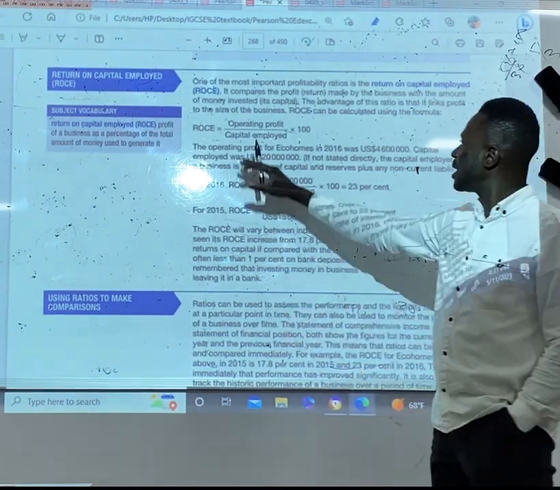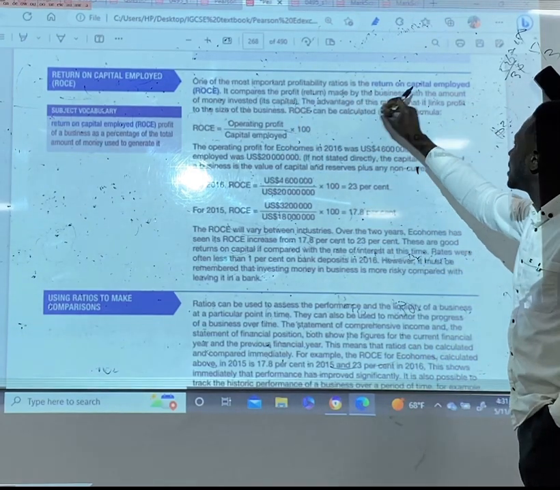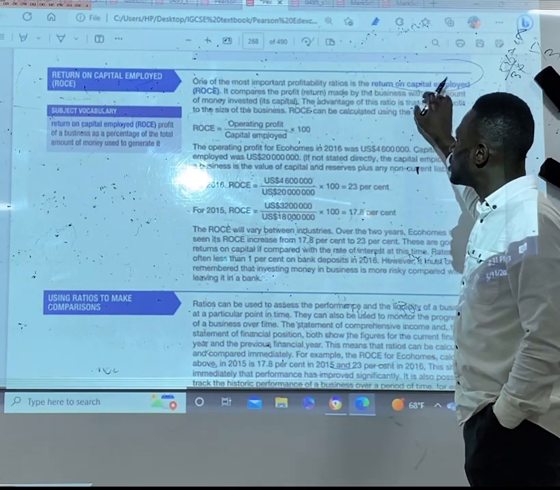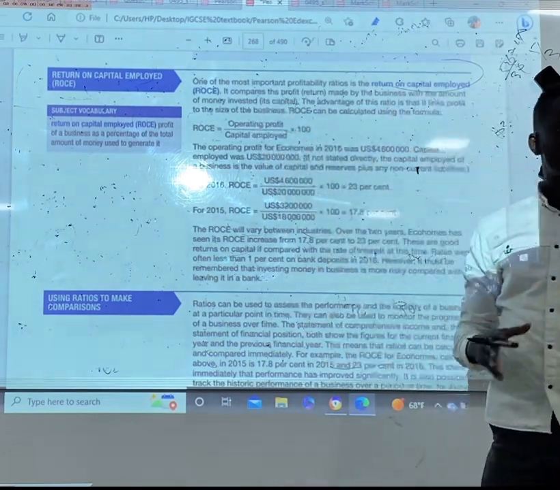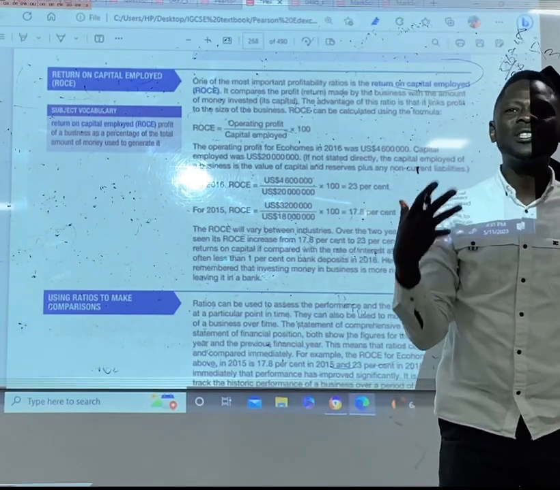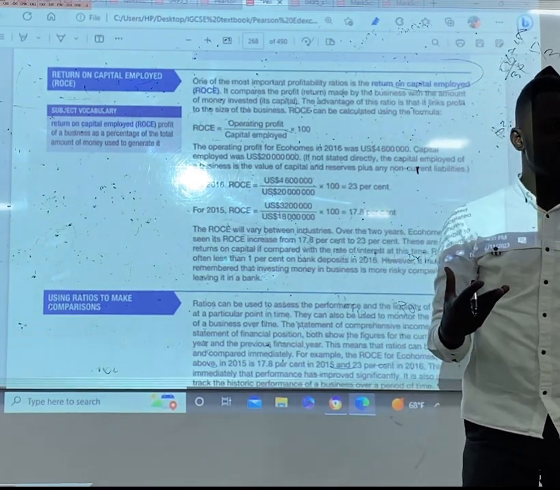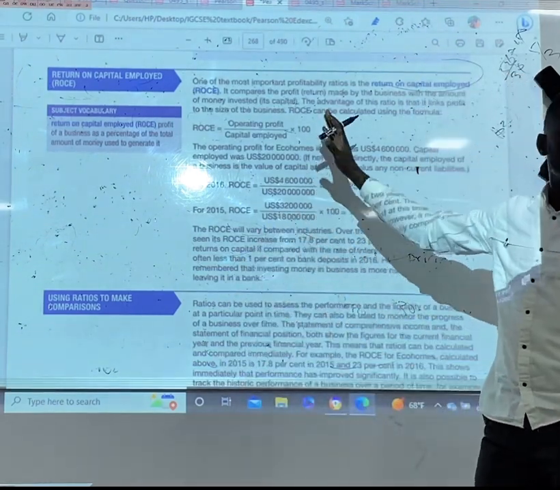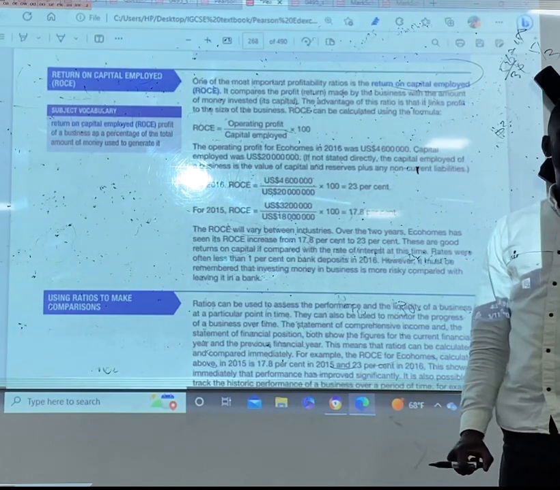So here it says one of the most important profitability ratios is the return on capital employed, ROCE. It compares the profit made by the business with the amount of money invested. So I have put 100,000 into this business. What is my return on capital? The profit I made from 100,000, what is the figure? That is what we use ROCE for. Do you get it or not?